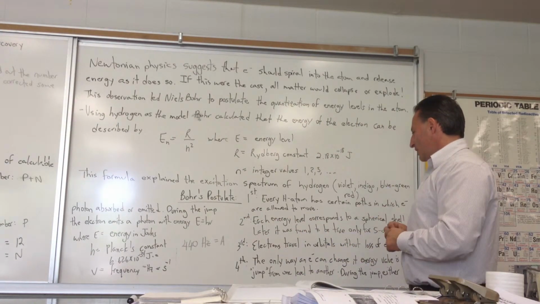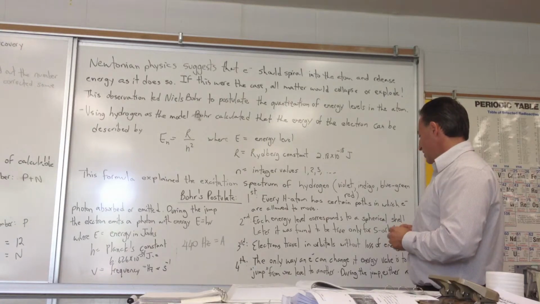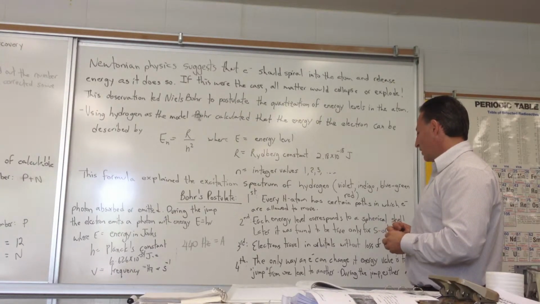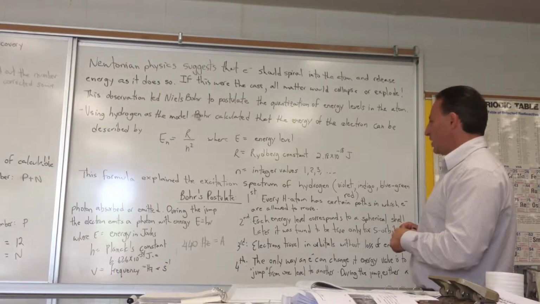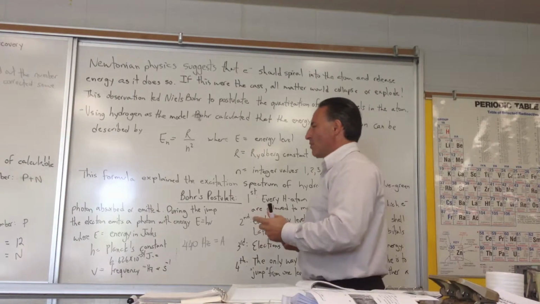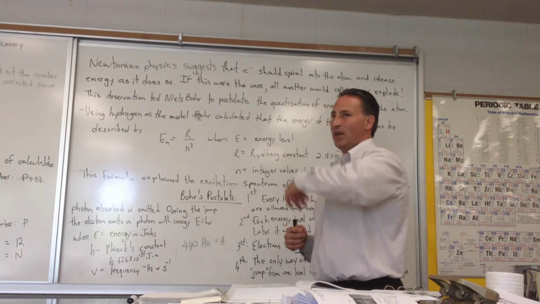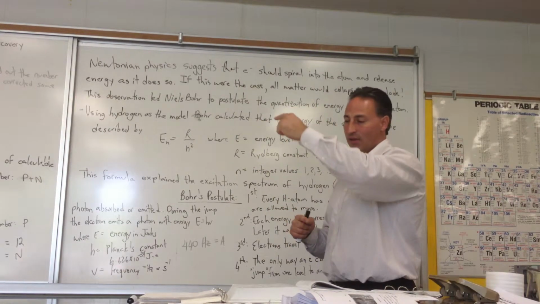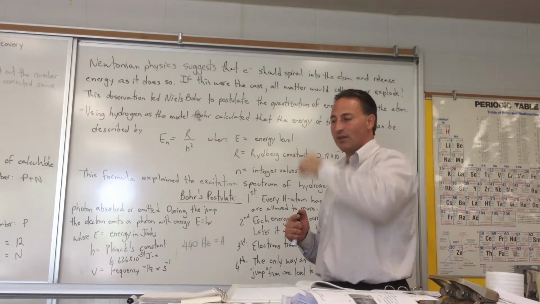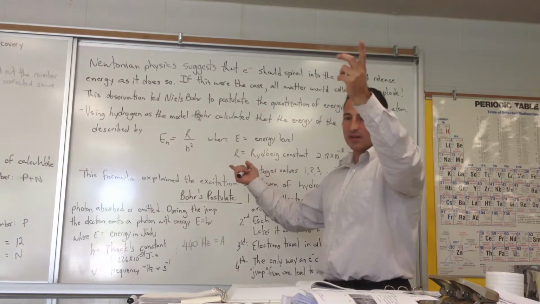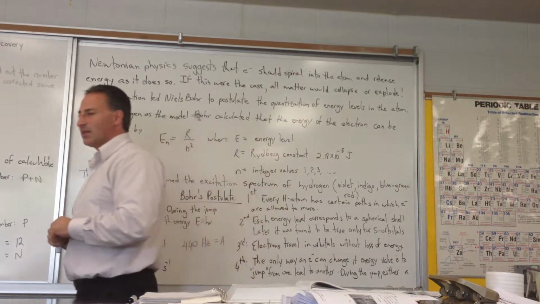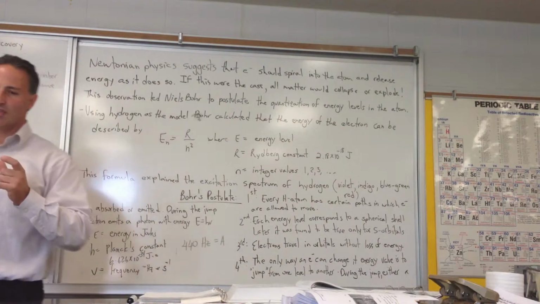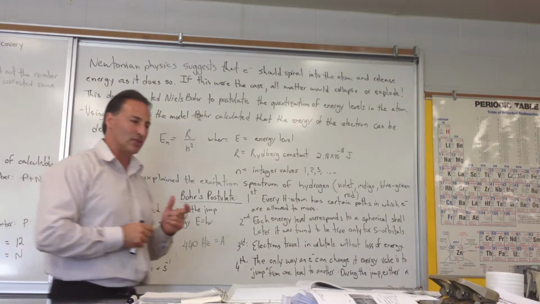The fourth idea, he said, was that the only way an electron can change its energy value is to jump from one level to another. And during the jump, either a photon is absorbed or emitted. So if the electron is jumping up, you've got to put energy into it to make it go to the higher level. If, on the other hand, the electron falls from a higher level to a lower level, it emits a photon. And the idea of the photon is basically the smallest value of light energy that you can measure.